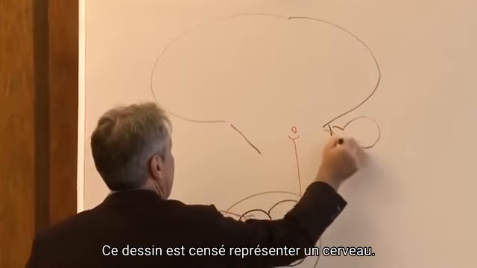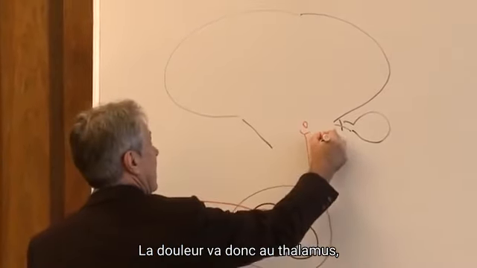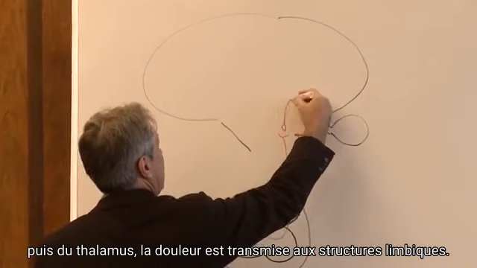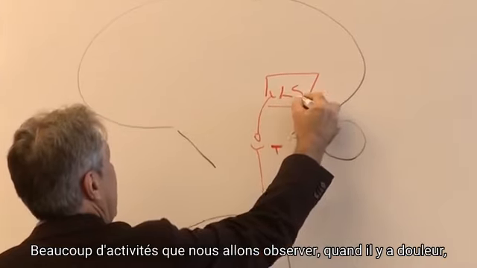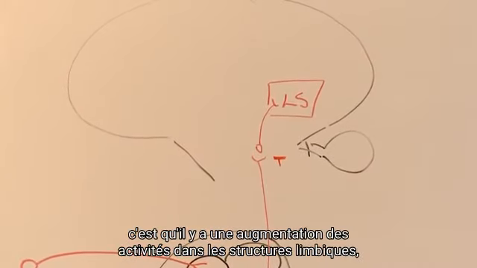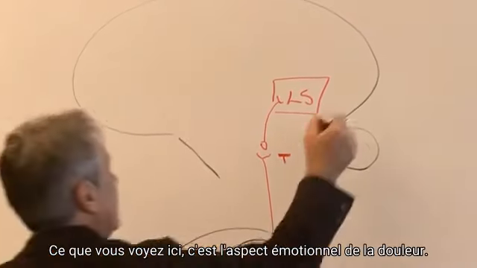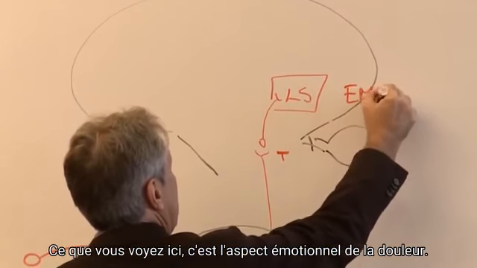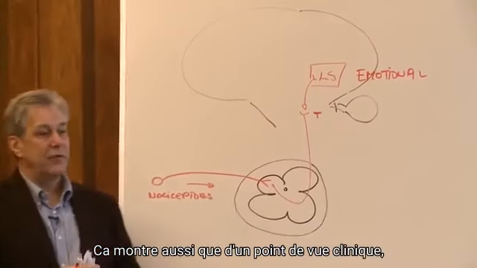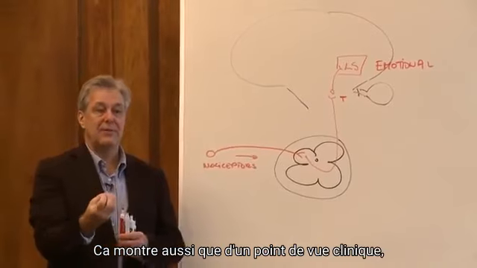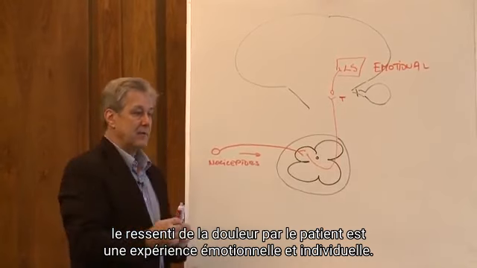So this is supposed to be a brain here. What you will find is that the pain is going into thalamus, and then from the thalamus, pain is conveyed into the limbic structures. So a lot of the activity that we are going to see when we have pain is increased activity in limbic structures, for example, amygdala and hippocampus. So this is the emotional aspect of pain. And this also shows the first percept, and from a clinical perspective, it basically means that when you have a patient in pain, it is an emotional experience.